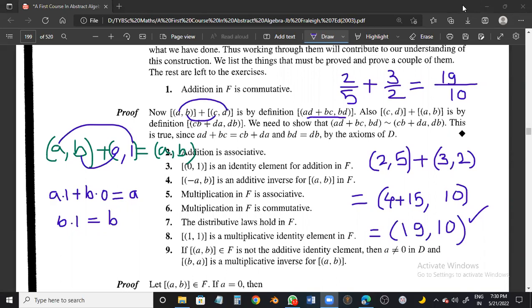Okay. So this way you are adding. I think you followed me. And that is why: what should I add to 2 by 5 so as to get back 2 by 5? What should I add to 2 by 5 so as to get back 2 by 5? Yes, anybody?